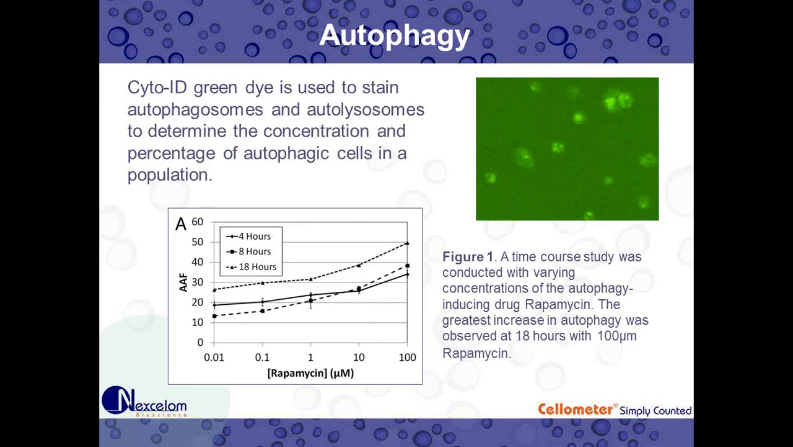For this experiment, we utilized a CytoID green dye from Enzo, and that's used to stain both autophagosomes and autolysosomes and determine the concentration and percentage of autophagic cells in a population. As you can see in the image here, the autophagosomes and autolysosomes will fluoresce inside the cells undergoing autophagy. And here we also did a time course study with rapamycin, an autophagy-inducing drug, and we looked at a time course and also different concentrations and saw the greatest amount of autophagy after 18 hours with 100 micromolar rapamycin.